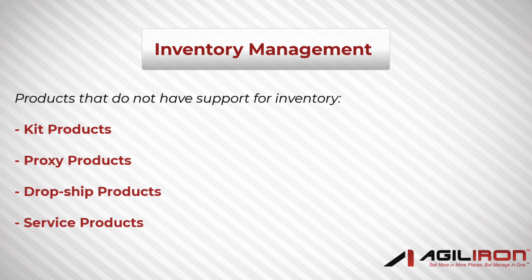There are few products that do not have support for inventory. Since kit products are meant to be used for marketing purposes, they do not have support for inventory. Even proxy products do not have support for inventory, as the inventory is managed by the related product with which the proxy product is associated. Dropship products are meant to be used for selling products that will be drop-shipped to the customer by a third-party vendor. Hence, they do not have support for inventory. Service products do not have support for inventory as well. They are meant to be used for service offerings provided by the business to customers.